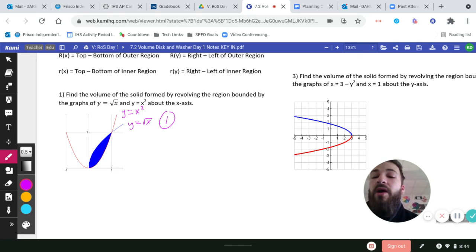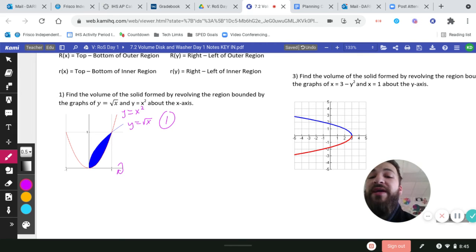So big R is always going to be the one that's further away from my axis of revolution. My axis of revolution in this case is the x-axis, so it's right here. So further away is going to be that square root of x function, or you can kind of think about it as like most on top. Okay, so the most on top would be square root of x, then x squared is in the middle, and then your axis of revolution.